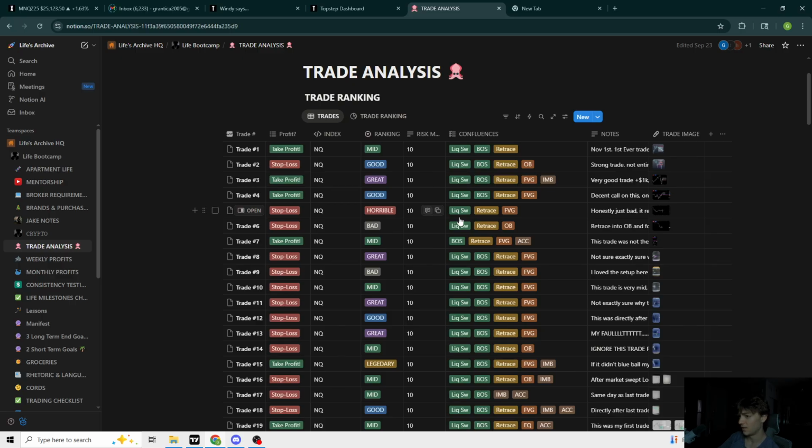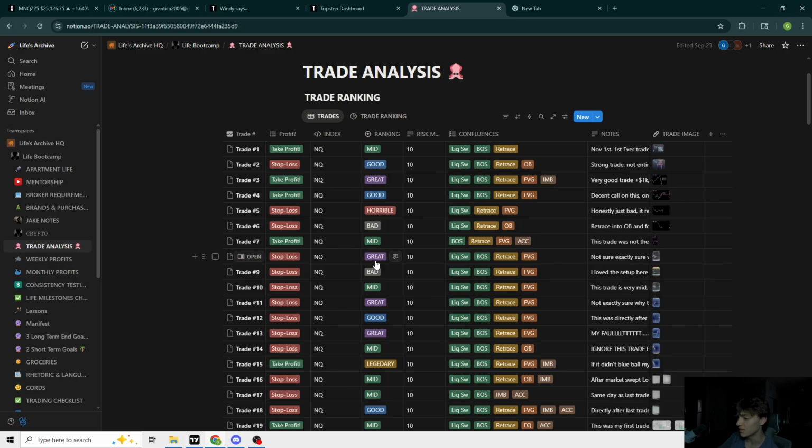With that being said, a few other points I want to make. First off, if you guys want to do this sort of same chart setup that I have with ranking your trades, please feel free to rank some stop losses with goods and greats.